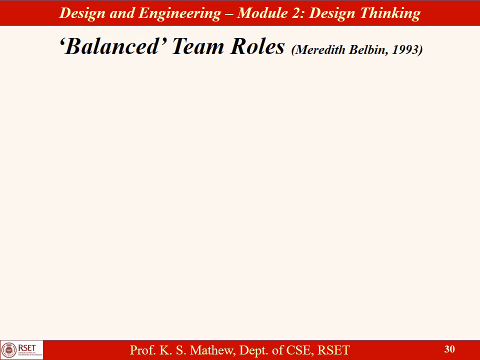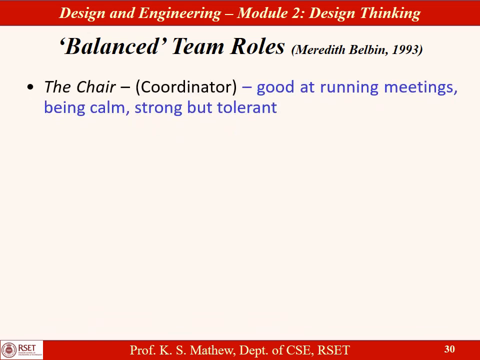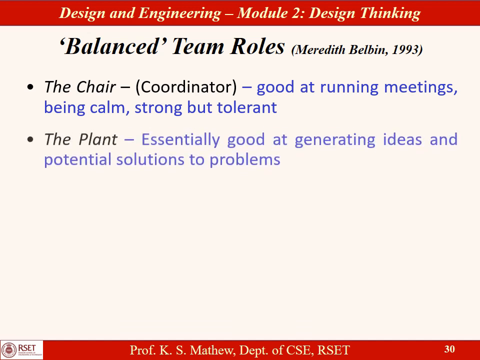They named these people with different role names, and those are the types of people you need to look for when you form a design team. There are people who are good at running meetings, being calm and strong and tolerant. That type of people have to be there. Those types of people are called chair, coordinator.